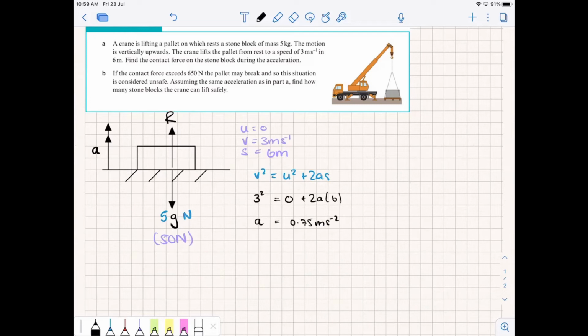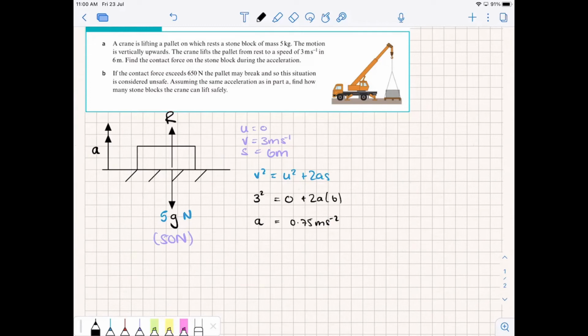And I'm going to stop and think, right, my acceleration is measured up, the object is going up, it's accelerating on the way up, and so I've got the correct answer, right? If I got a negative 0.75, then I need to scratch my head and think, did I do that correctly? Okay.